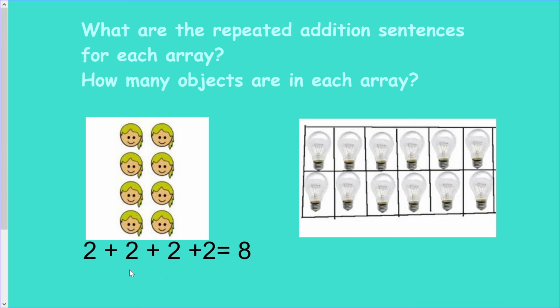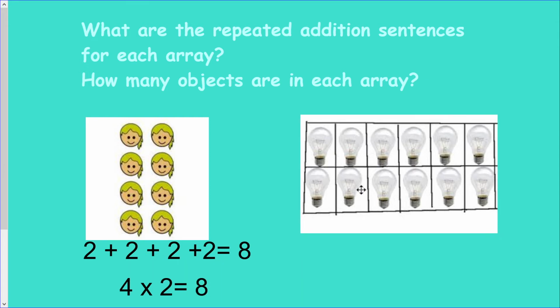Multiplication sentence. How many 2s do you have? How many rows of 2 do you have? Which is your groups of 2? Well, I have 4 groups or rows times the number in each row is 2, and my total number is 8.